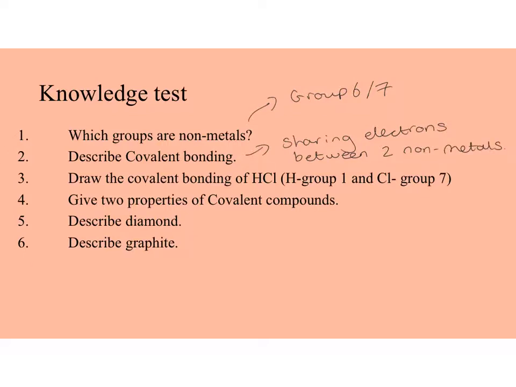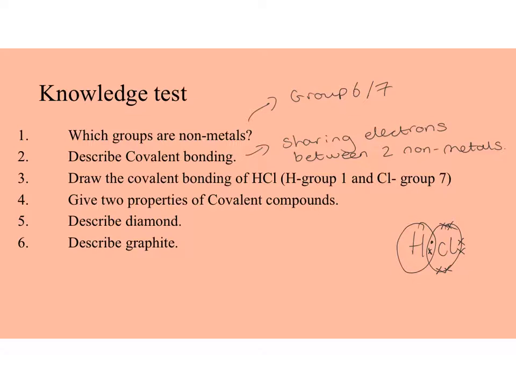Draw the covalent bonding of HCl. We've just done that one, so the covalent bonding of HCl would look like this. You'd have your shared electrons there, 1 coming from the hydrogen, 1 coming from the chlorine, but then the chlorine would have another 6 already paired up.